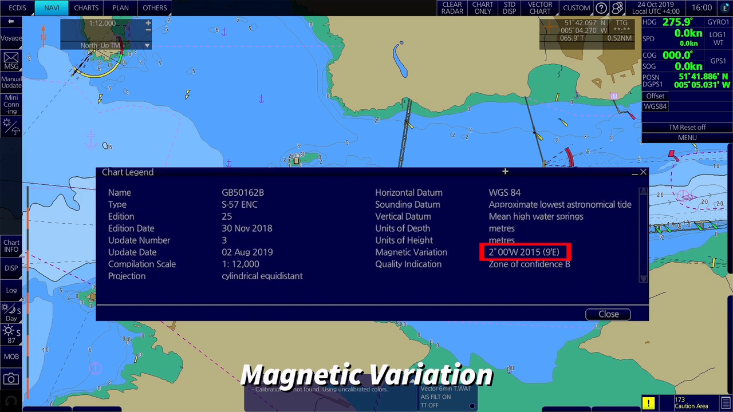Magnetic variation shows you the magnetic variation and its annual change for the specific chart area. This information is not mandatory in the ENCs, and for some smaller scale charts it is not possible to indicate a general magnetic variation at all, because of the large area covered by the chart. Not all chart producers include this information in their chart cells.